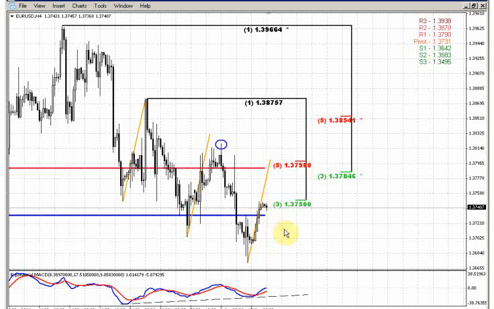And the final moment that I see right now is to look at how this action develops. It's very choppy price action with long shadows, not very fast acceleration.